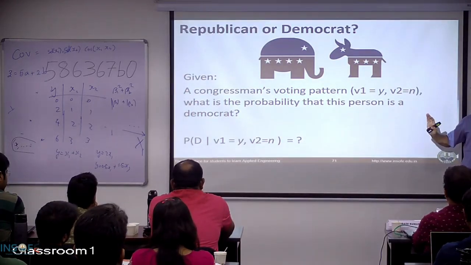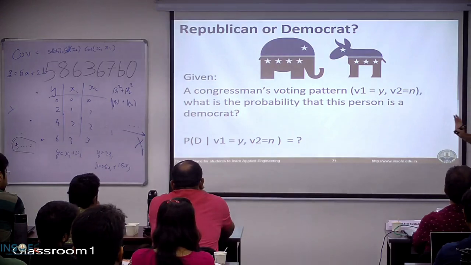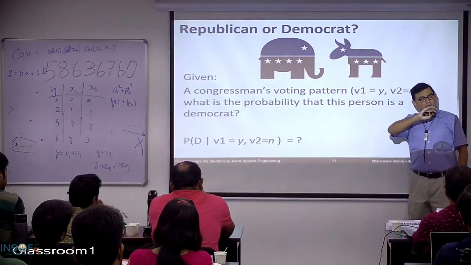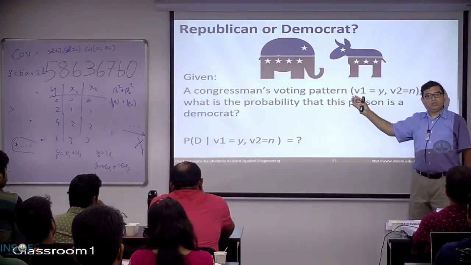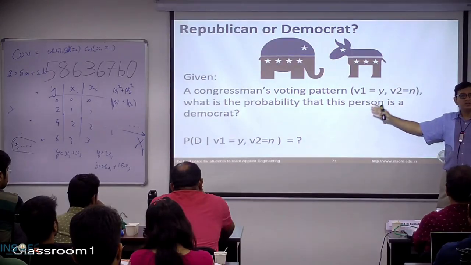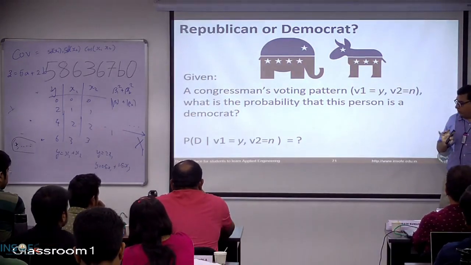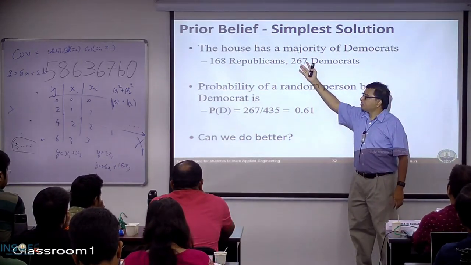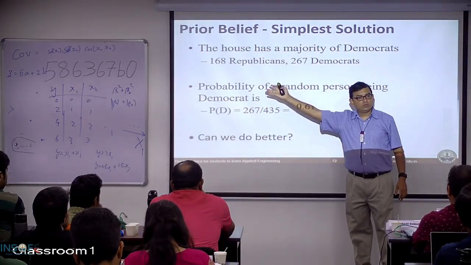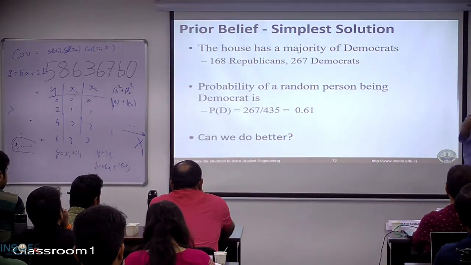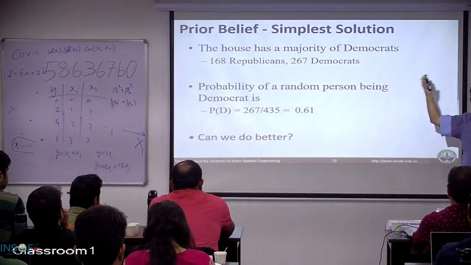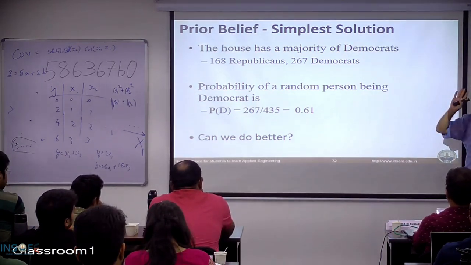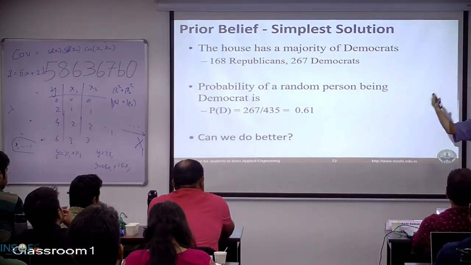Now, before starting this problem, before trying to look at the voting analysis and all of it, very blindly you can make a guess. You are asking whether that person is a Republican or a Democrat. Originally, we know that there are 267 Democrats and 168 Republicans. So if you are asking whether someone is a Democrat or a Republican, he is more likely to be a Democrat rather than Republican, just because this random person you pick is more likely to be a Democrat. You call this the prior probability.